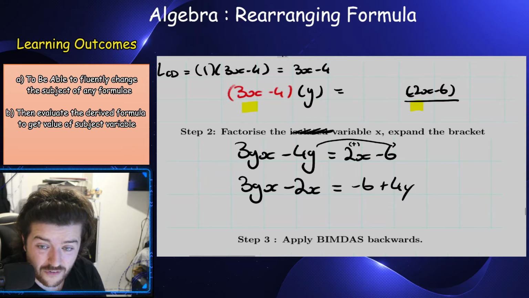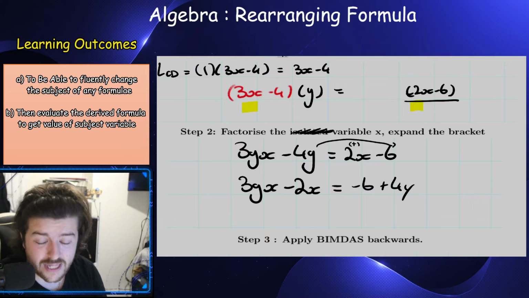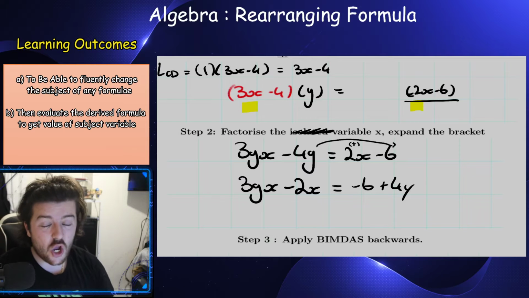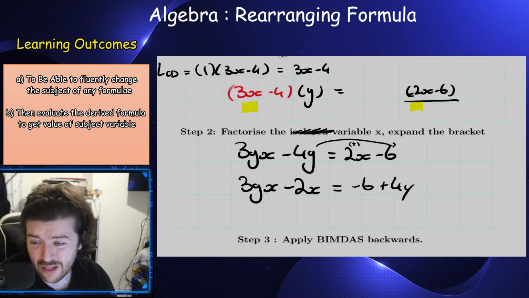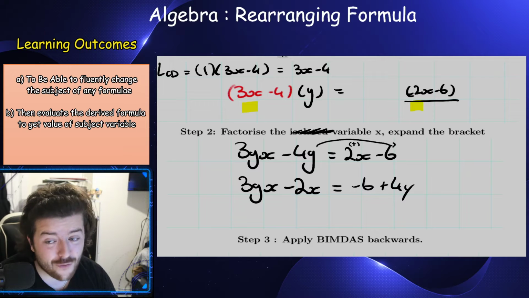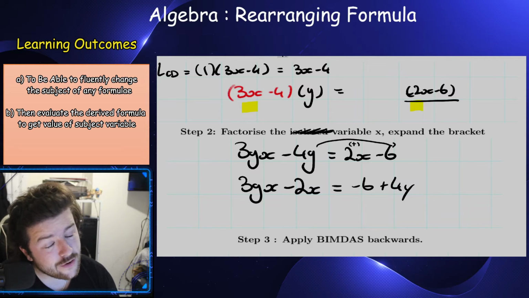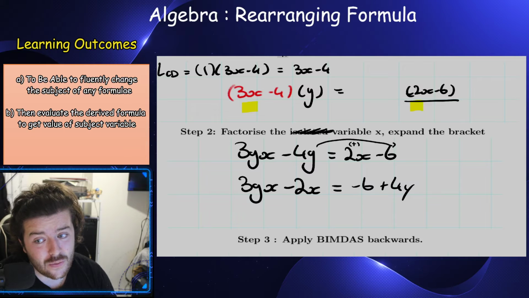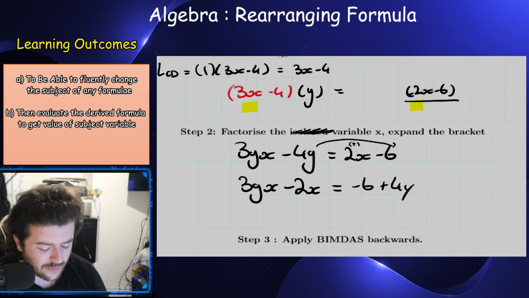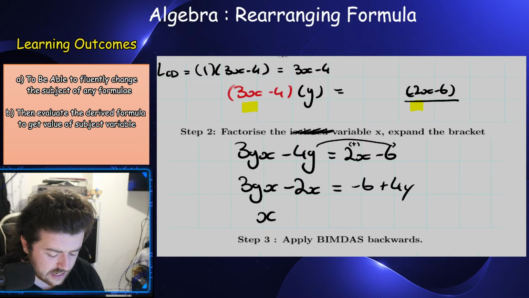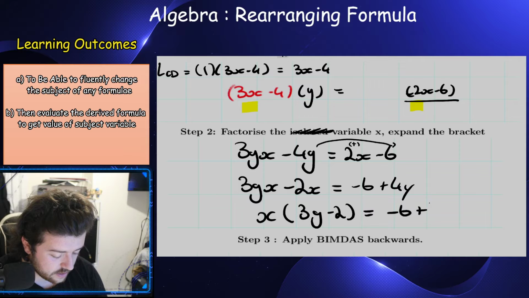So I'm going to factorize this term now. I'm going to be using the highest common factor method. Usually with rearranging formulae, you will only ever be using highest common factor. Anyway, I'm going to take out an x. So we have 3y minus 2 in my bracket here is equal to minus 6 plus 4y, or just rewrite that to be nice, 4y minus 6.